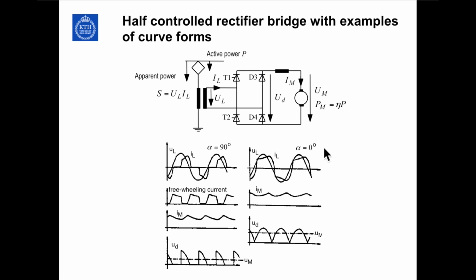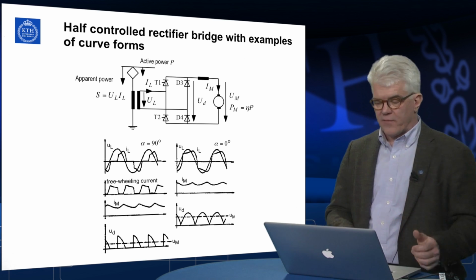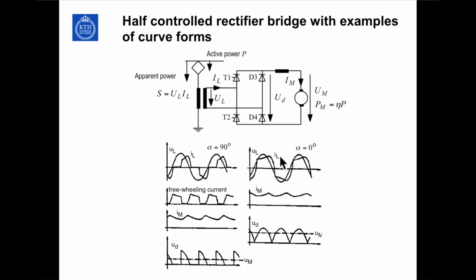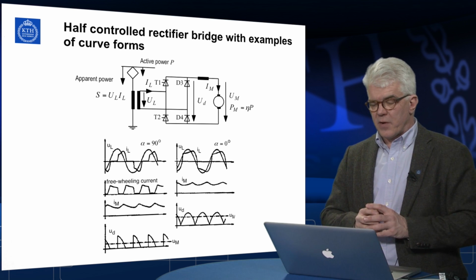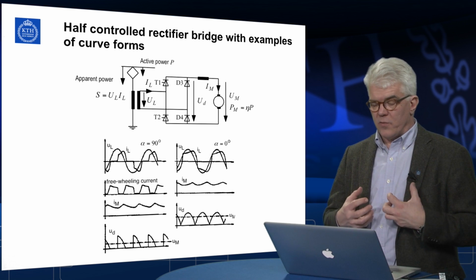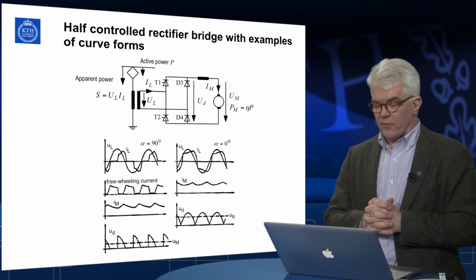To the right, we have a fully controlled or non-controlled bridge. That is, alpha equal to 0. In this case, the bridge works as a diode rectifier. And as you can see, voltage and current are almost in phase. We have a smooth motor current. We have no freewheeling current because at alpha equal to 0, when we have no control of the thyristor bridge, there is no freewheeling mode. And then, of course, the DC voltage is this two-pulse, half pulses rectified voltage. So UM times this IM is the active power that is transferred into tractive force.